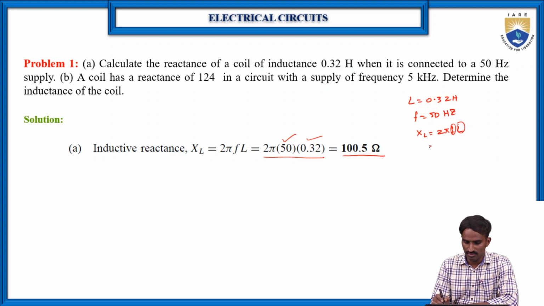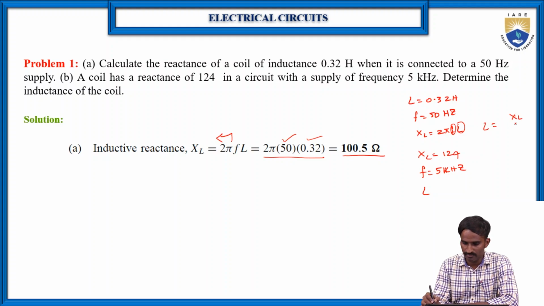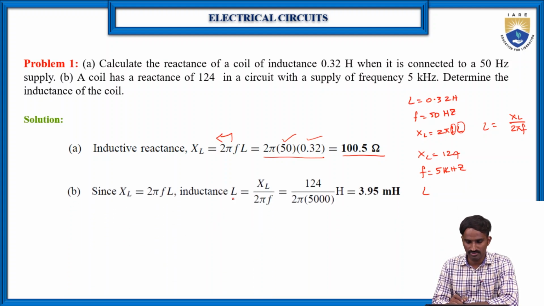Next, in the second question, a coil has a reactance XL equal to 124 in a circuit with a supply frequency F equal to 5 kHz. Then determine the inductance L. From this equation, if you send 2 pi F to the other side, then you will get L is equal to XL by 2 pi F.